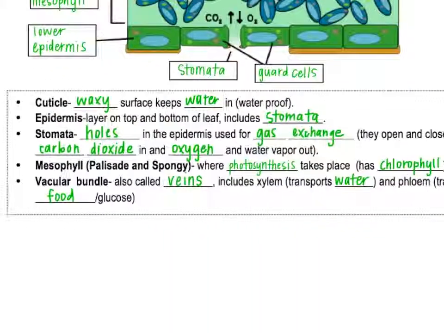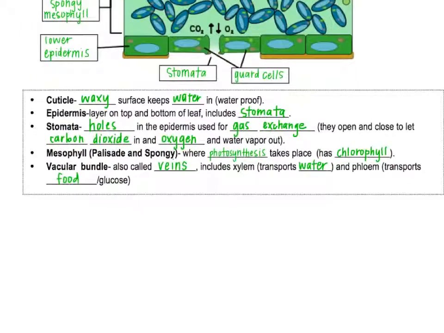And then if we look at the purposes of all of these things, the cuticle, again, is a waxy layer that keeps water in and protects from water loss. The epidermis is going to be on the top and bottom of the leaf, and it includes the stomata. Sometimes you have stomata on the top. Those stomata are holes that are used for gas exchange to let carbon dioxide in and oxygen and water vapor out. The mesophyll, palisade, and spongy are where photosynthesis takes place, and this is where chlorophyll is most highly concentrated. And then you have your vascular bundle, which are the veins of the leaf.